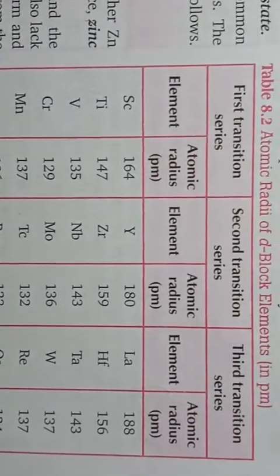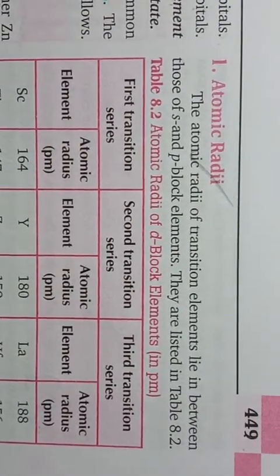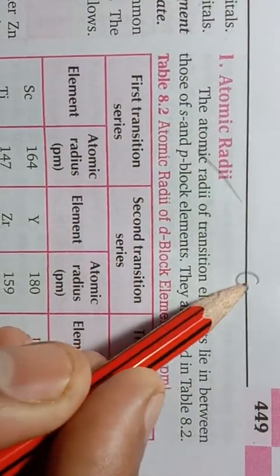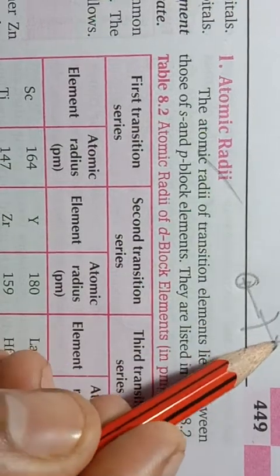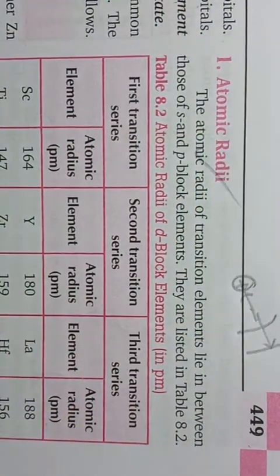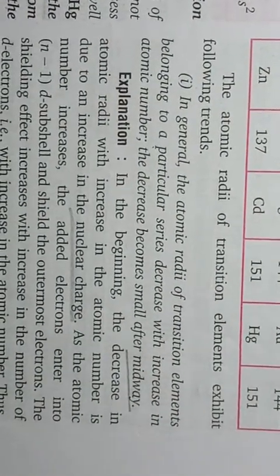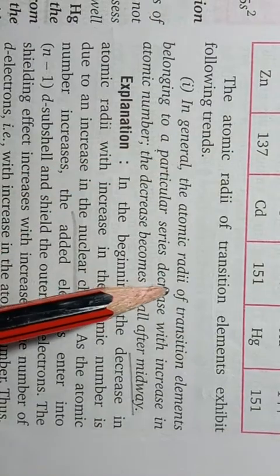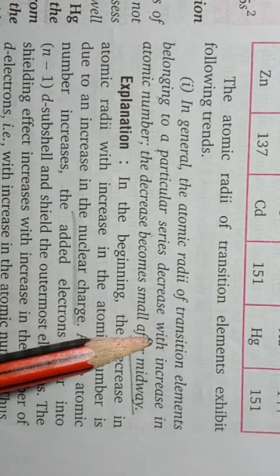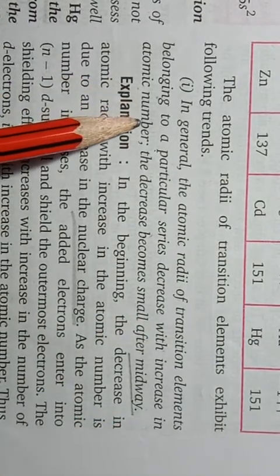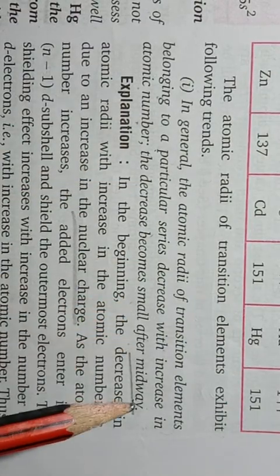Now the properties of transition elements, and the first property is atomic radius. In general terms, the distance from the center of the nucleus to the outermost shell of an atom is known as its atomic radius. According to the first point, the atomic radii of transition elements belonging to a particular series decrease with the increase in atomic number. The decrease becomes small after midway.